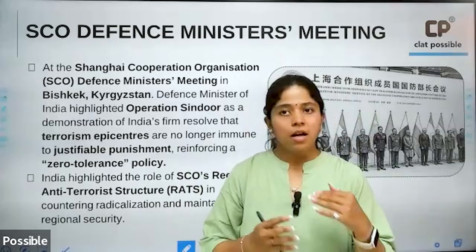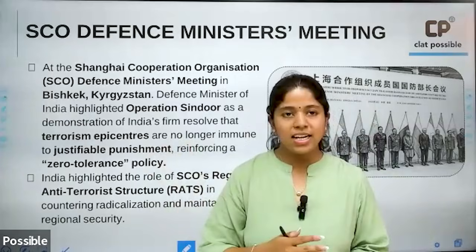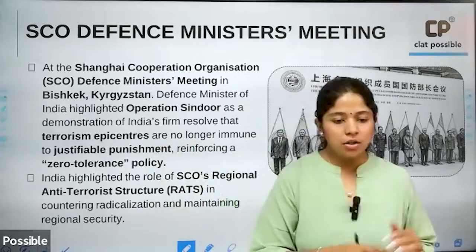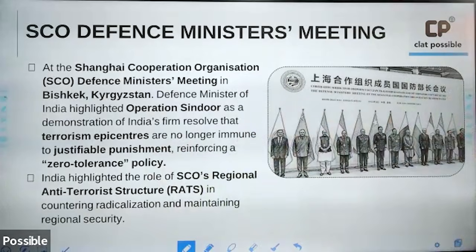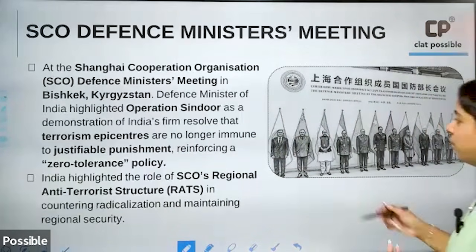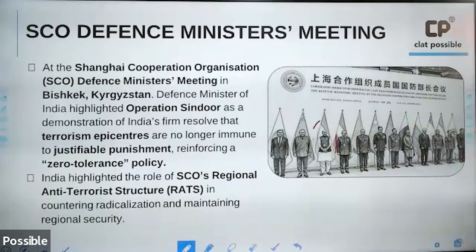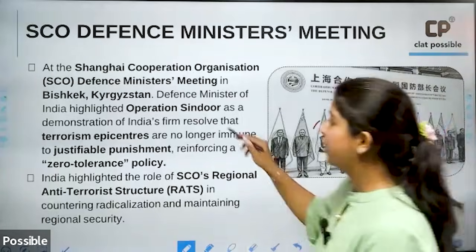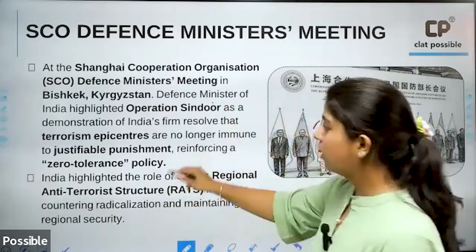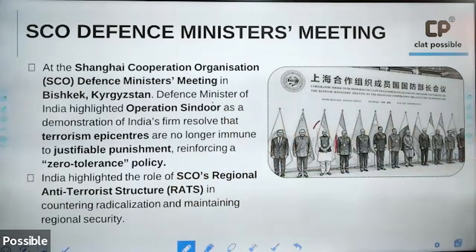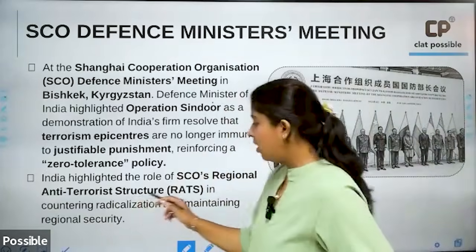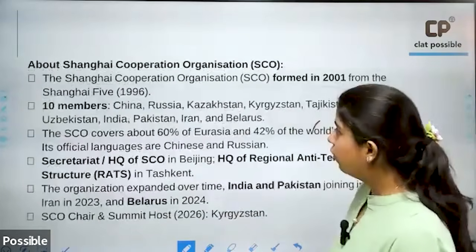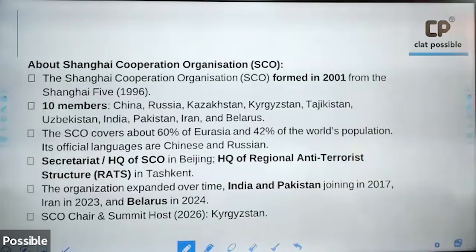Any which way, this is not the full-fledged SCO summit. This is just a precursor of the summit level meeting of SCO, and this is a defense ministers meet. It took place in Bishkek, Kyrgyzstan. Because it was a defense ministers meet, naturally our defense minister Rajnath Singh was present here, and he also highlighted India's Operation Sindoor and talked about India's zero tolerance policy. India highlighted the role of SCO's Regional Anti-Terrorist Structure, known as RATS, to promote regional security.